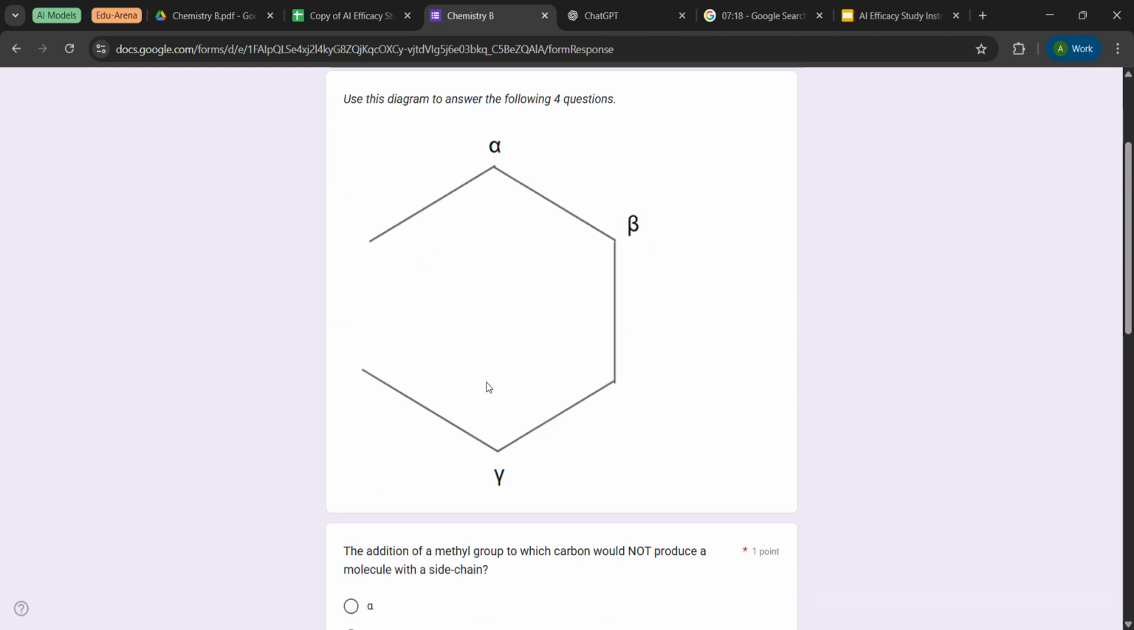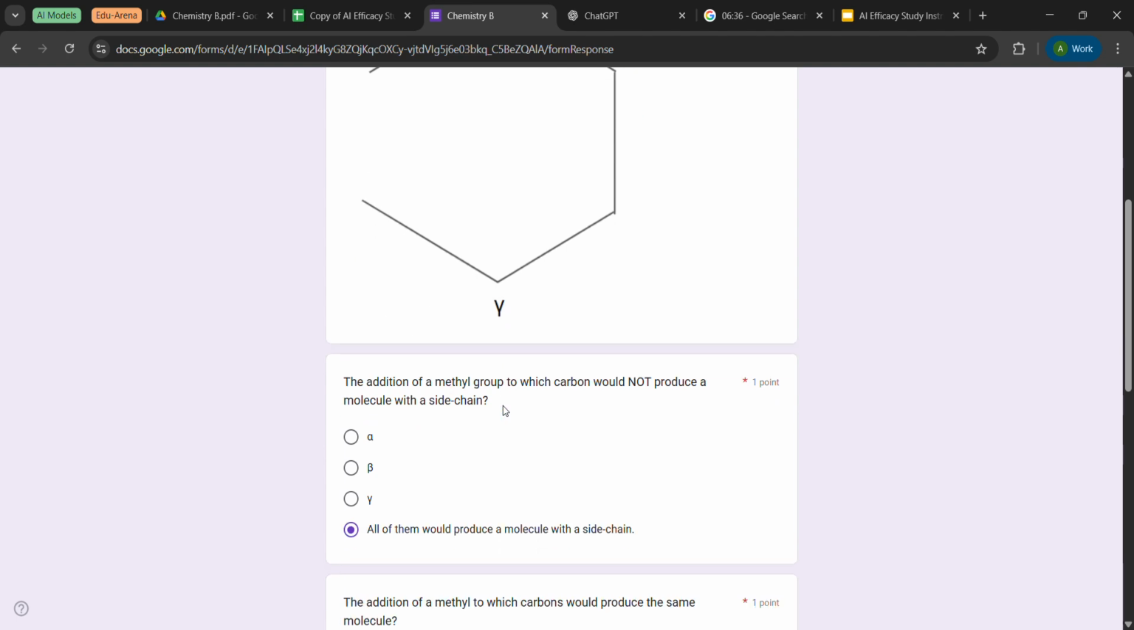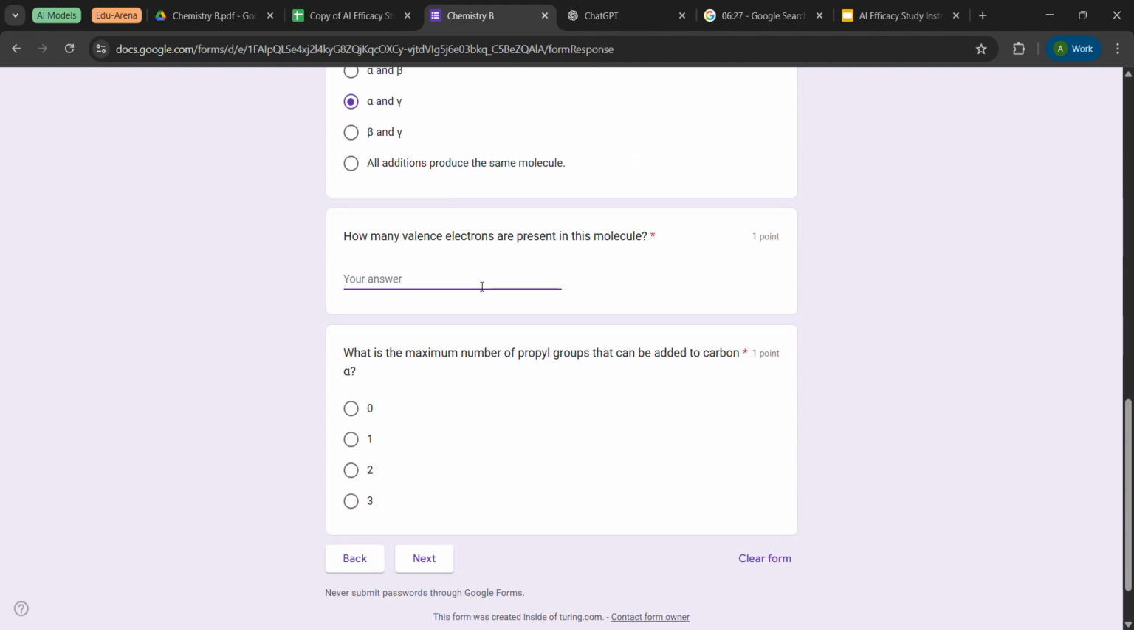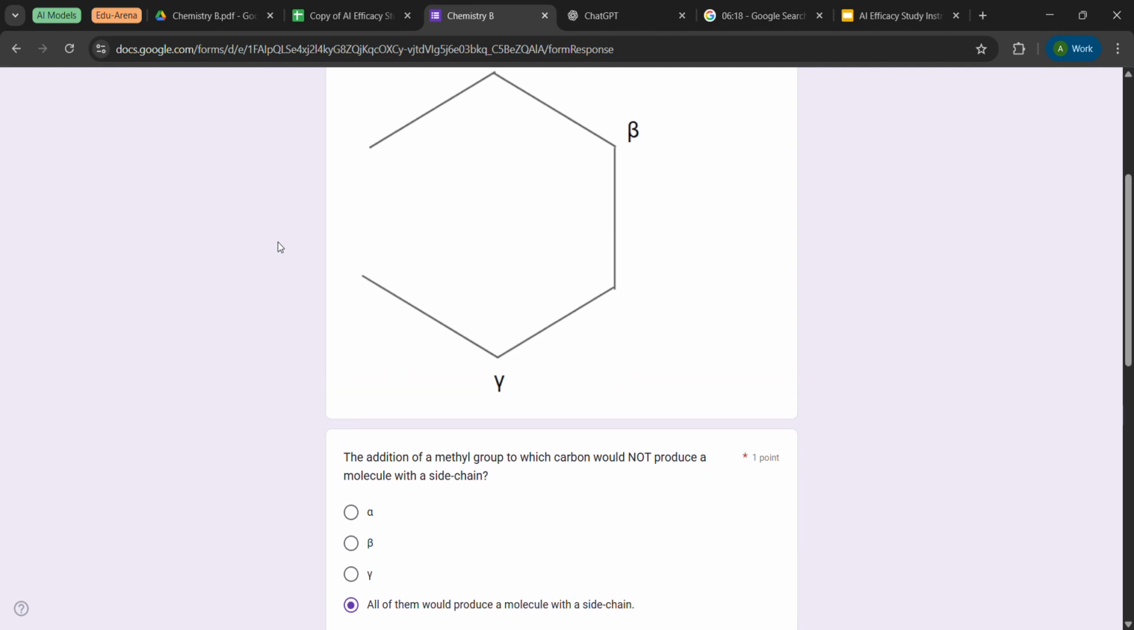How many valence electrons are present in this molecule? So 1, 2, 3, 4, 5, 6. 6 carbons means each carbon contributes 4 valence electrons, so 6 fours are 24. And the hydrogens: 3, 2, 2, 2, 2, and 3. That makes 14. So 14 electrons plus 24, if you add that, it becomes 38. Alright. Counting again 1 through 14. Okay, so I guess I am right.